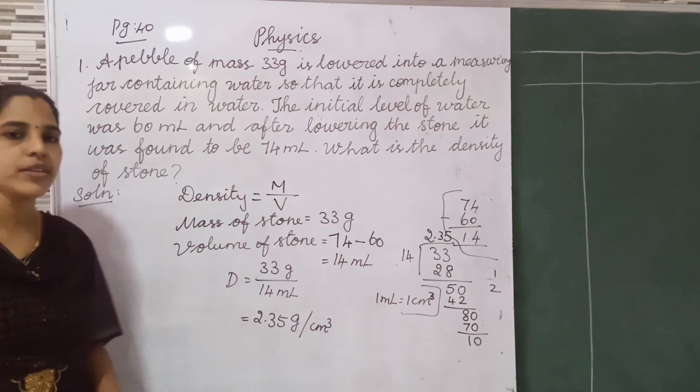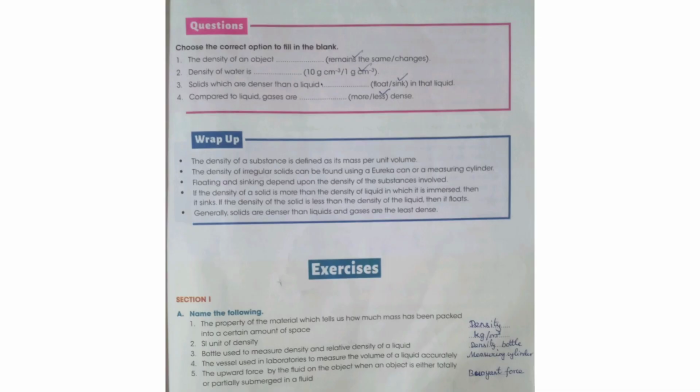Write all the problems in your booklet. Listen children, we can write the book exercise now. Take your book, page number 37. Choose the correct option to fill in the blank.